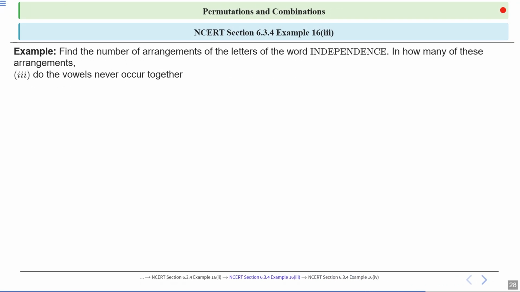Now, in the third part of this question, we have to arrange the letters of the word independence and find how many arrangements there are where vowels never occur together.